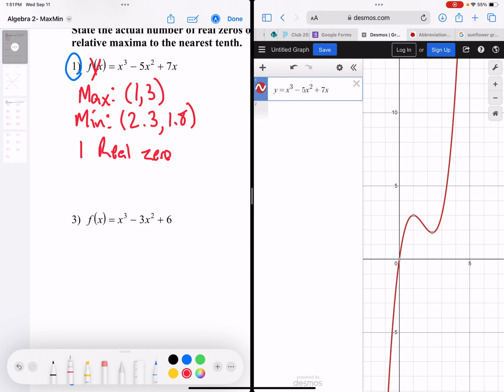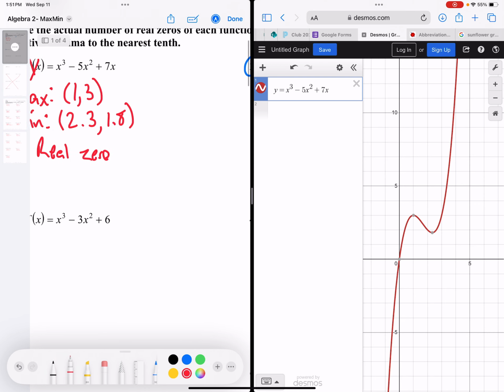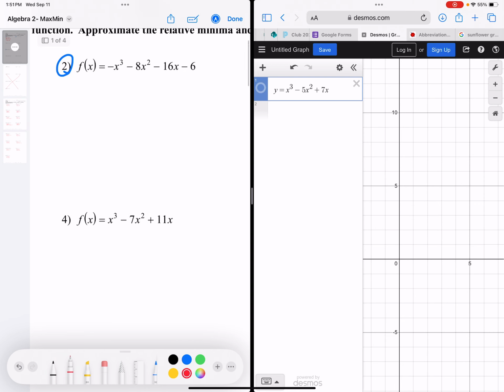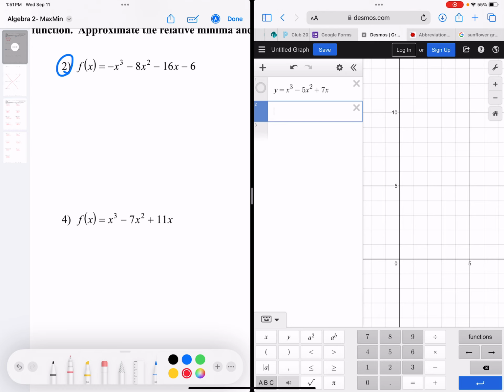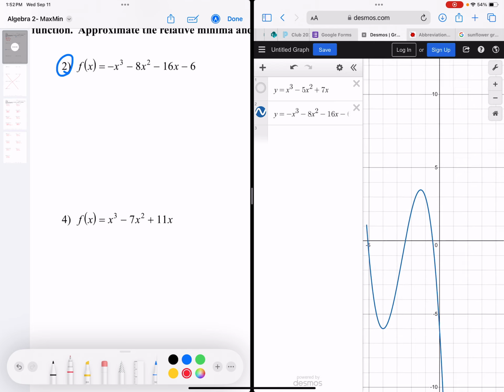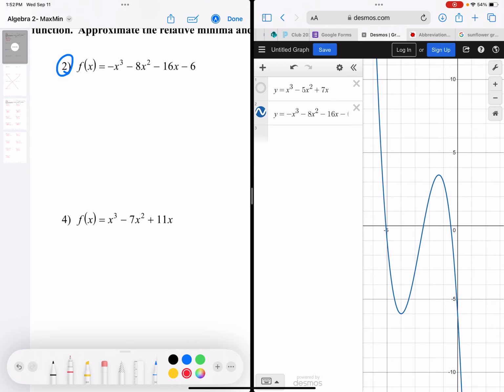If I go back here and open up my graphing part, I can click that and toggle that graph off and then go to the next line and type the next one in. So we have y equals negative x to the third minus 8x squared minus 16x minus 6. This one looks a little bit different, but kind of similar.